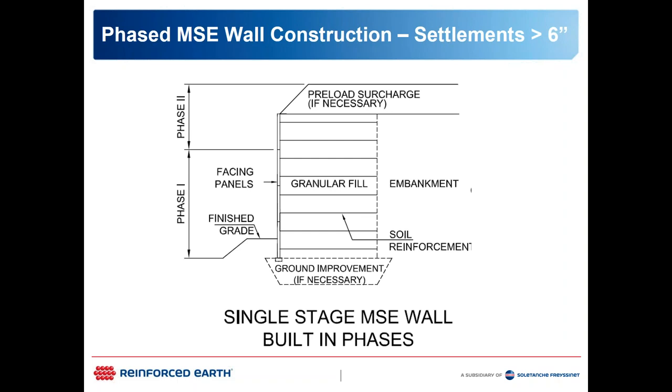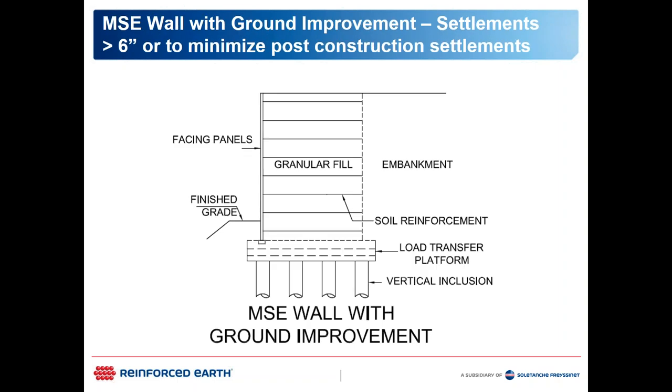Another way will be to place a surcharge embankment on the top of the MSE fill so that most of the settlement is completed before you do the top wall structures such as the barriers, the drainage structures, inlets, and so on. So this is one way in which you can construct the wall in two vertical stages so that the wall can handle the settlement without having any cracking of the panels. Another way definitely will be to provide some sort of ground improvement such as stone columns, so that the soil is improved before you build the MSE wall on the top.